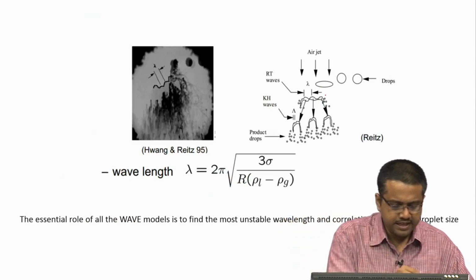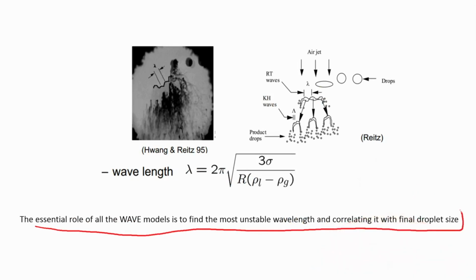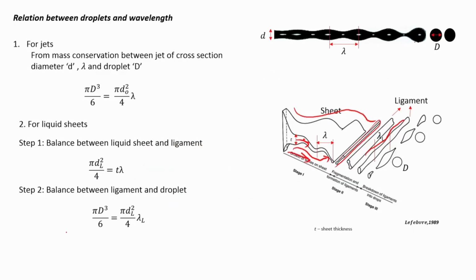So, the essential role of the wave model is to find the most unstable wavelength and correlate it with the droplet size. So, that is all that is there in this, right. So, let us assume that this is all that you have to know about the wave model, and it does a fairly good job about it.